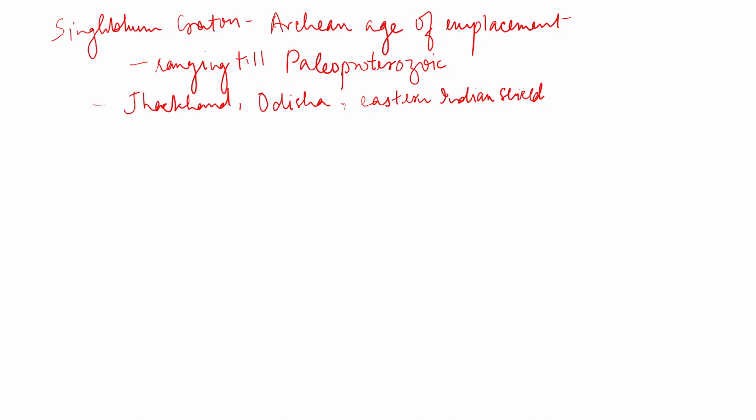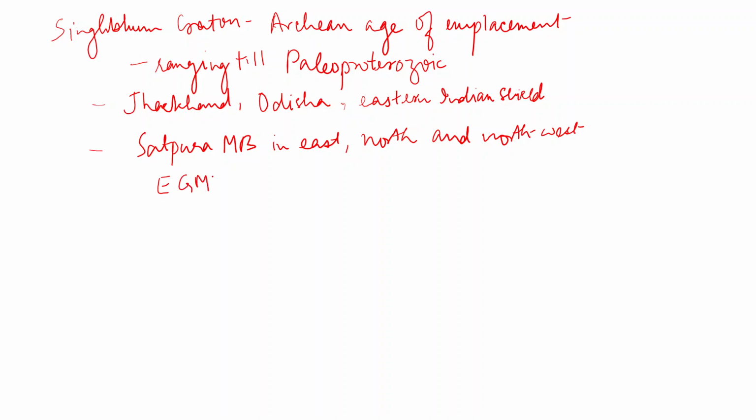mobile belts. I'll draw the diagram for you, but first of all, you should remember that the Singhbhum Craton has the Satpura mobile belt in the east, north, and northwest directions, while the Eastern Ghat mobile belt is in the south.